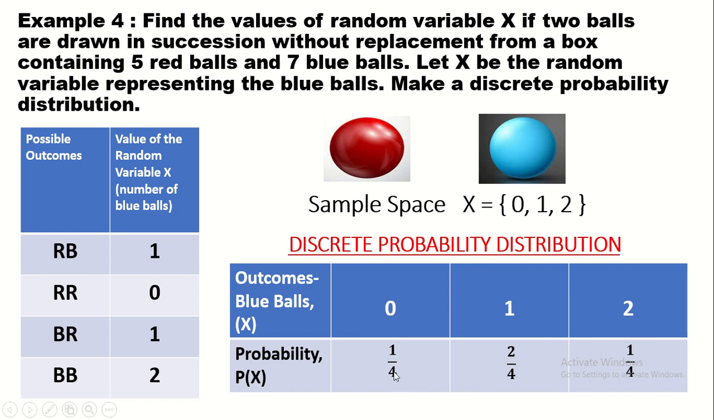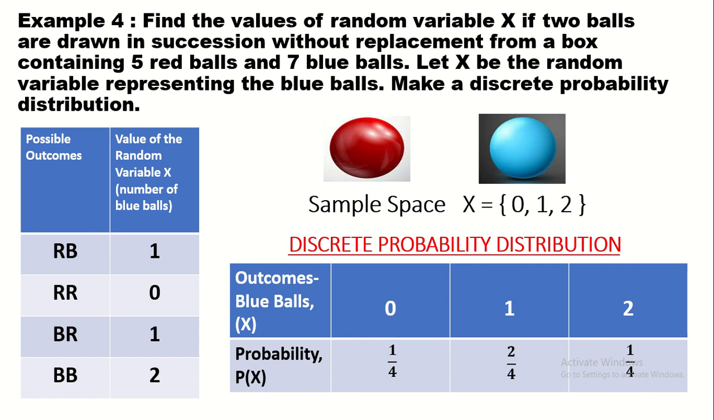Sa pangalawang property natin, dapat daw hindi rin siya lalampas sa 1. So 1 divided by 4, that is decimal point. So hindi siya lumampas kay 1. Ito rin, hindi rin siya lumampas kay 1. Ito ay 2 over 4, pwede siyang maging 1 half. Itong 1 over 4, hindi rin siya lumampas kay 1 at nasunod nila ang property or second property ng discrete probability distribution. So, nasunod niya ang dalawang properties, kaya siya ay valid discrete probability distribution.